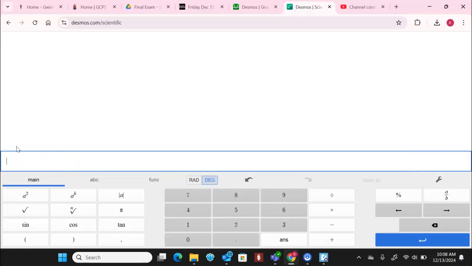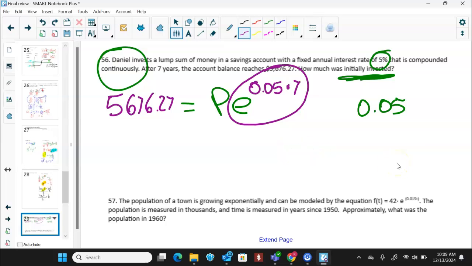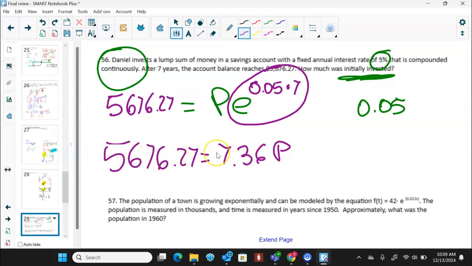All right, so let's do that. This was e raised to 0.05 times 7. That gives you 7.36. So this is 7.36 times p. So 5,676.27 equals 7.36p, and of course you're solving for this p here, so all you have to do is divide both sides by 7.36.